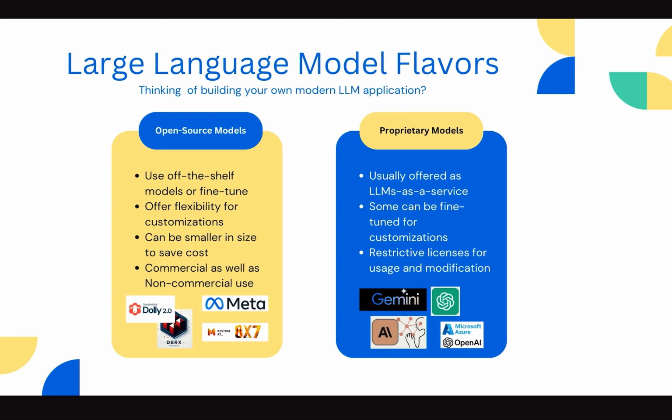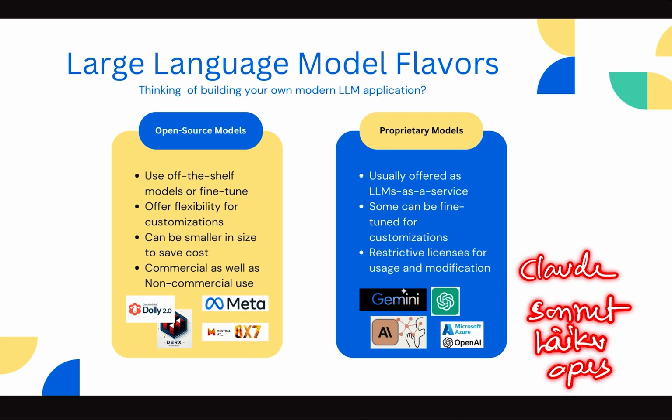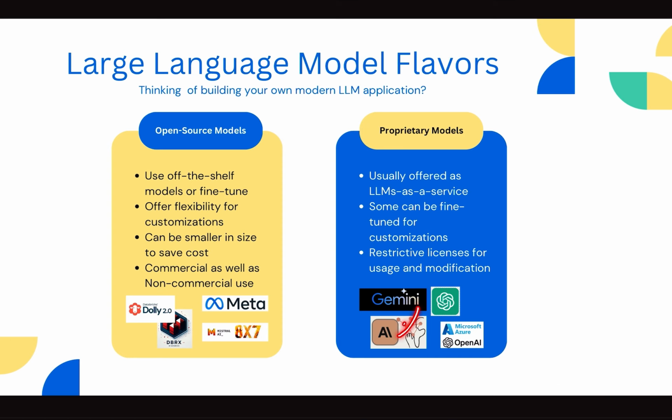Examples of these proprietary models are Gemini Pro, OpenAI GPT-3, GPT-3.5, GPT-4, and Claude. Claude has a different set of models, which is by Anthropic. So Claude has Sonnet, Haiku, and Opus, right? These are different models that have been released recently, and Microsoft Azure again has OpenAI-based flavors. So these are some of the proprietary models that are available today for us.